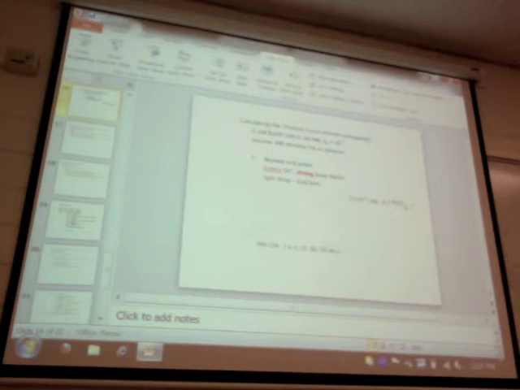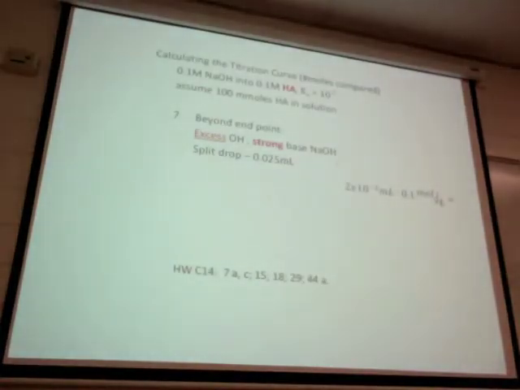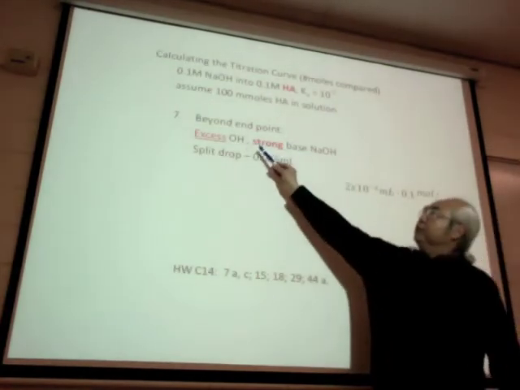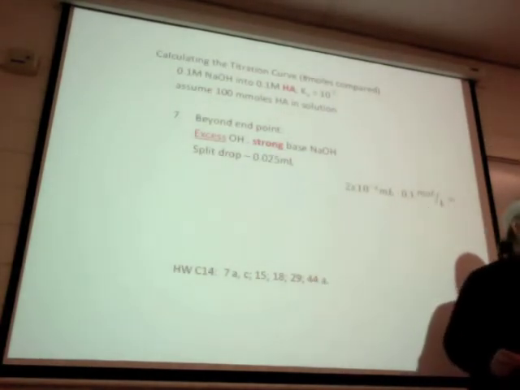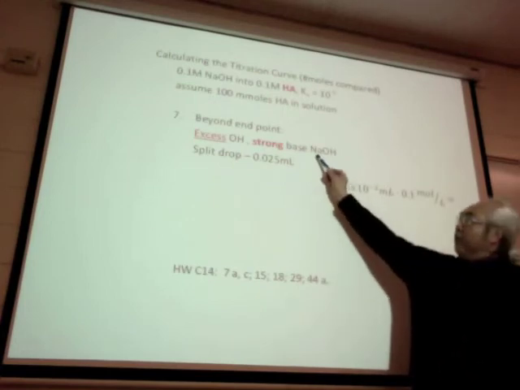Okay, so that was the end point. So at the end point, we just learned how to calculate the pH. Any question for the end point calculation? Now it's beyond the end point. Beyond the end point, you put in an excess drop of OH minus, and it's a strong base.